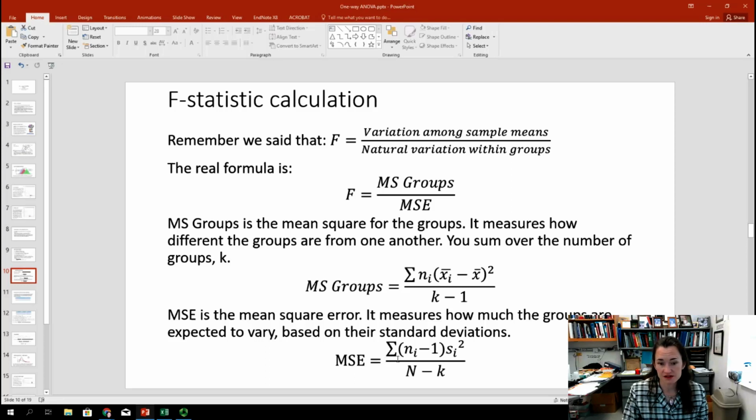It measures how much the groups are expected to vary based on their standard deviations or variances. MSE is equal to the sum of n sub i minus 1 times the variance for group i, or s_i squared. And then you're going to divide by big N, the total number of constituents, minus k, the number of groups. That's your mean square error. Okay?